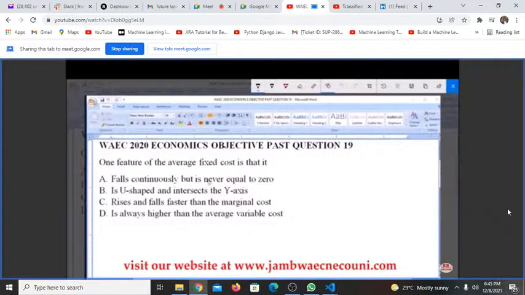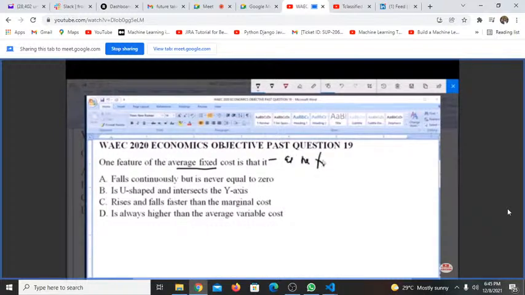So the concept we are looking at here is average fixed cost. An average fixed cost is defined as the fixed cost of producing a unit of output. A fixed cost of producing a unit of output.